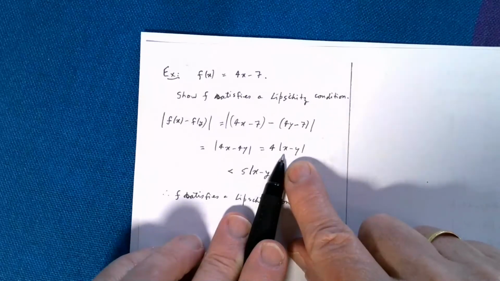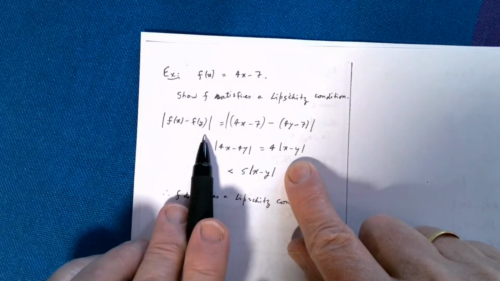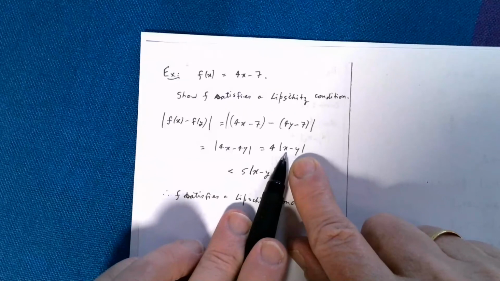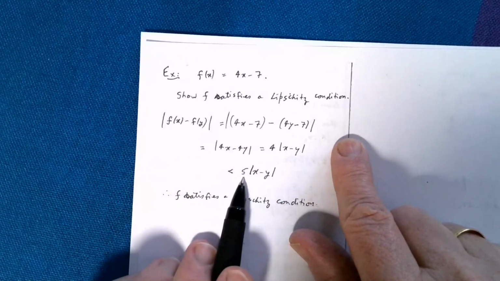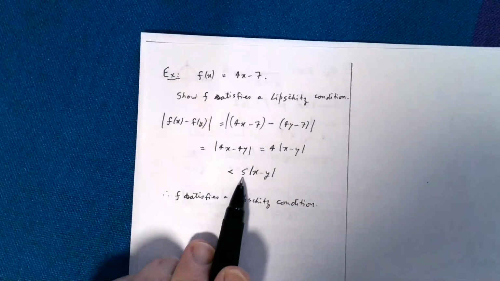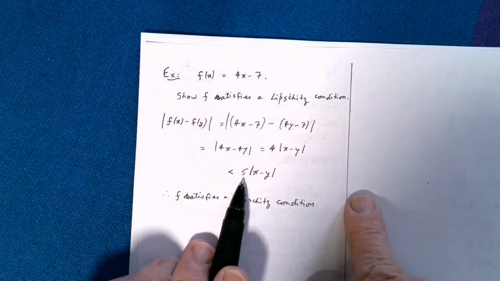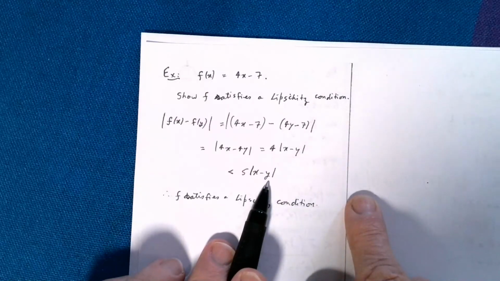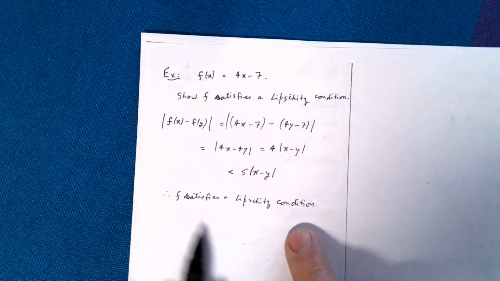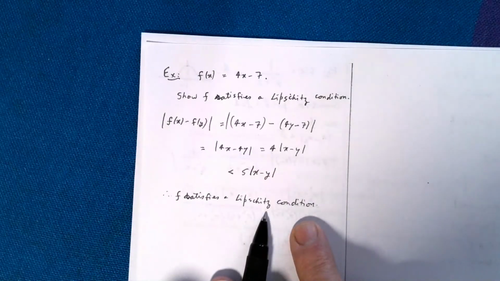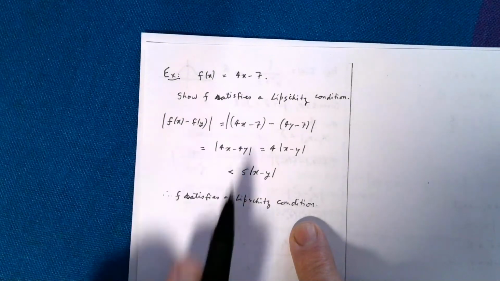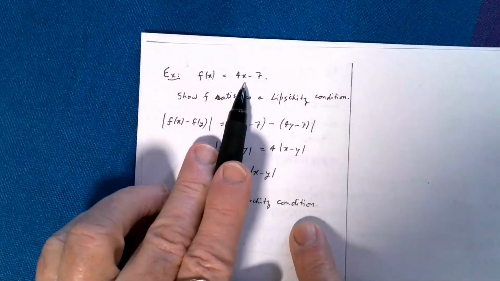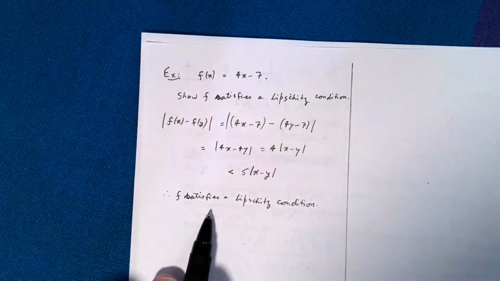Now the Lipschitz condition said that this had to be less than some number times the absolute value of x minus y. Well, I'm just going to say 4 is less than 5, so I'll put a 5 here. I could have put 100, I could have put 7, anything you like, as long as it's bigger than 4. So I'm going to say this is less than 5 times the absolute value of x minus y, and that means that f satisfies a Lipschitz condition. And you can generalize this: this will work for really any straight line, which will satisfy a Lipschitz condition.